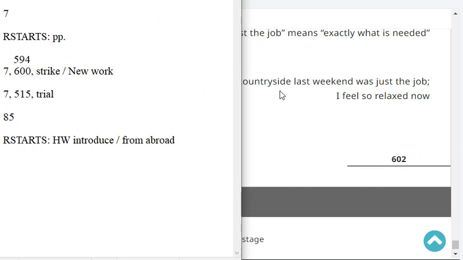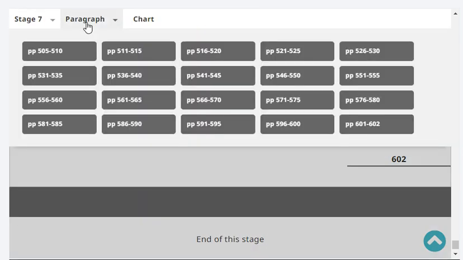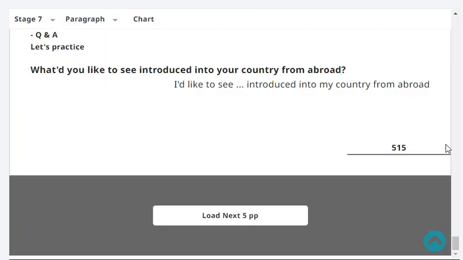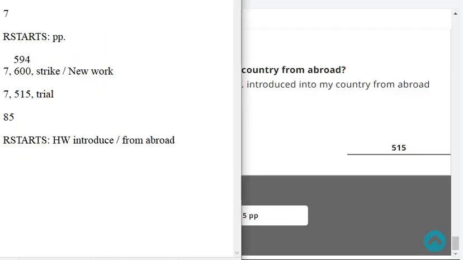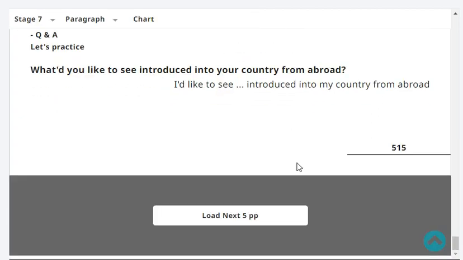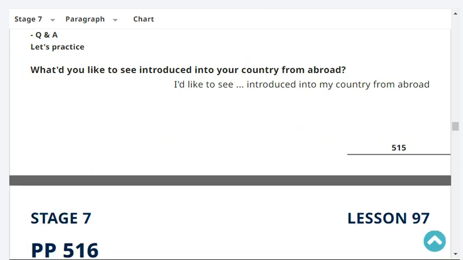Okay, reading. Our reading is at stage 7, page 515. And our last headword was trial. Okay, start with introduce from abroad.